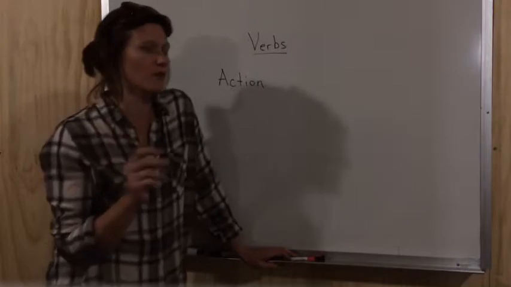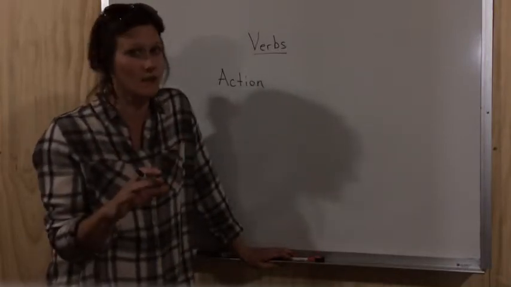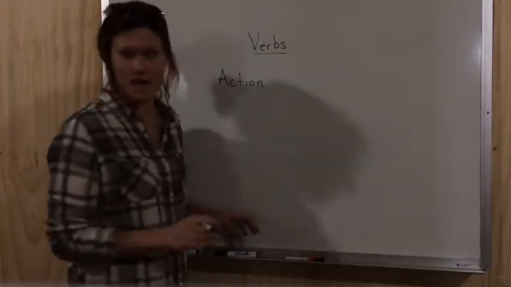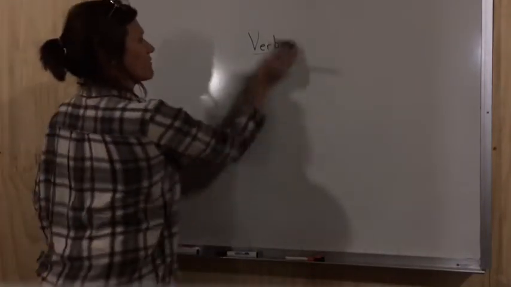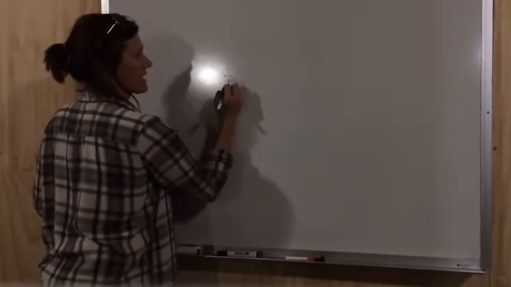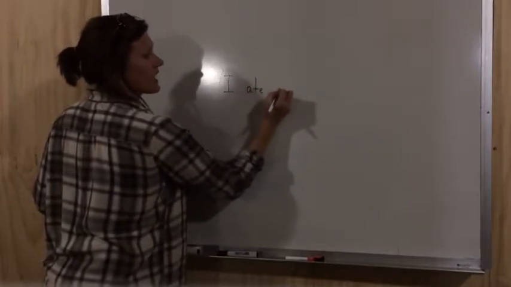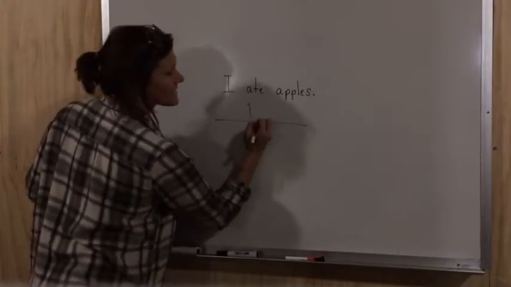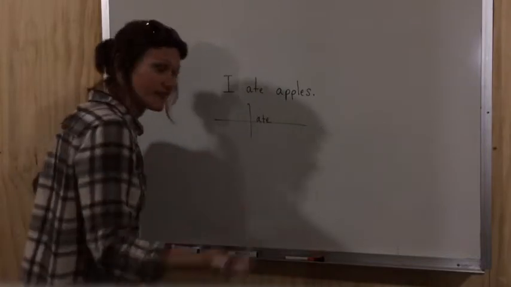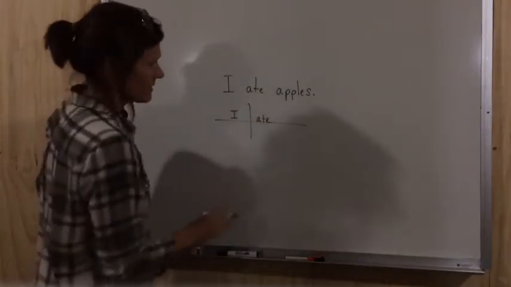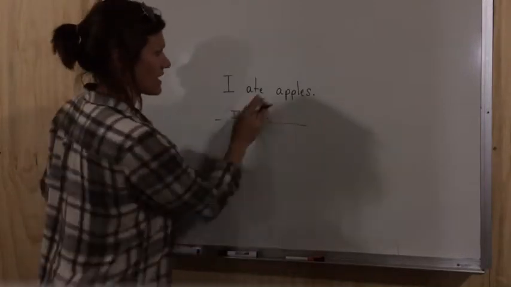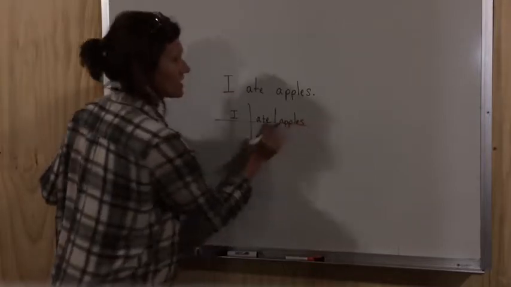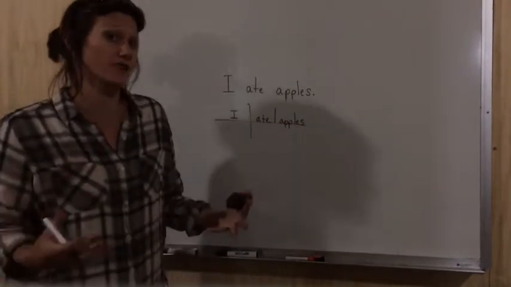I want you to also remember that direct objects only follow action verbs because direct objects receive the action from a verb, right? So if I were to say, I ate apples. Ate is my verb. Who or what did the eating? Your subject is I. And what did I eat? I ate apples. Apples are what is actually being eaten. It received the action. You can't have a direct object without an action verb, okay?